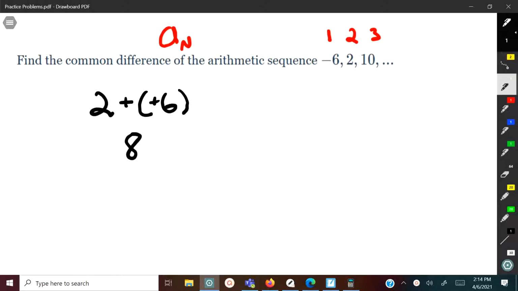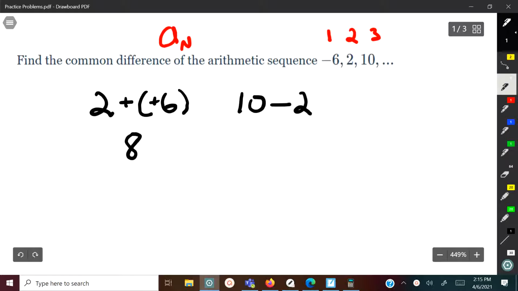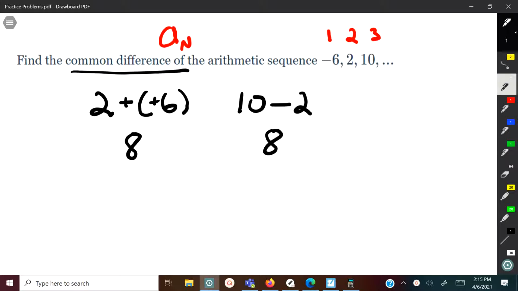But let's say they didn't tell you. You have to do it again. Just do it with the third minus the second, and 10 minus 2 is 8. And if you get the same number, then it is an arithmetic sequence, and it does have a common difference. So that's how you do it. So go ahead, take a look. You can pause the video here and see if you can solve this one.